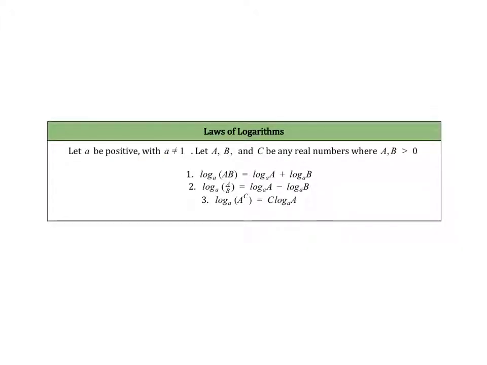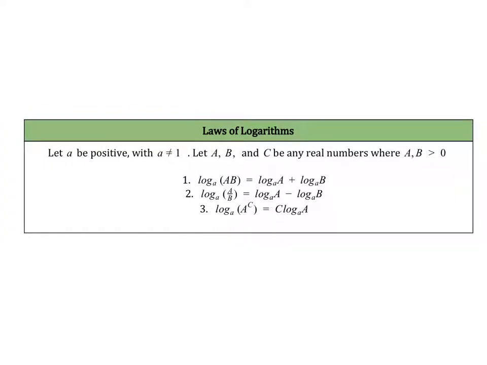So there are three main laws of logarithms that we're going to be using today. First, let's assume that a, lowercase a, is a positive number that is not equal to 1. Notice that's the base of our logarithm. And let a, b, and c be any real numbers, and a and b must be greater than 0.